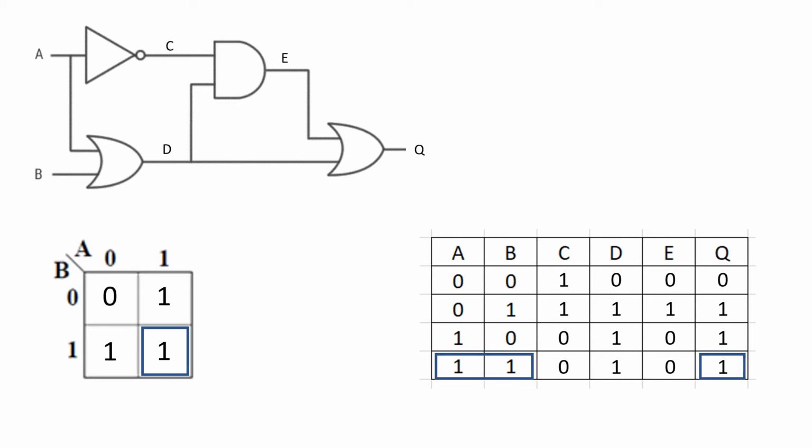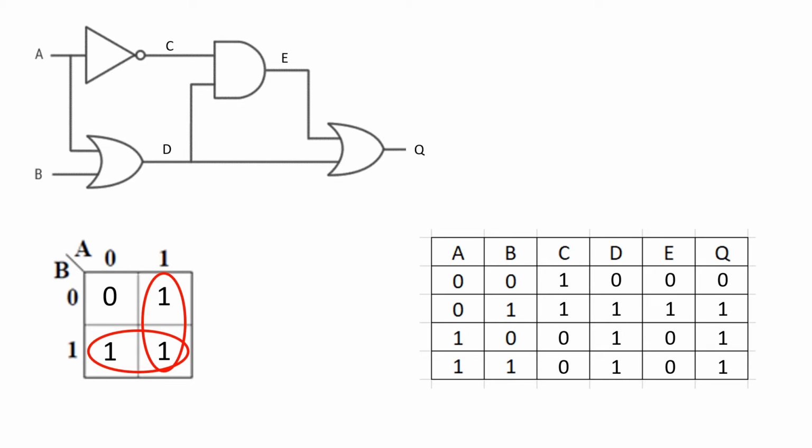Now we want the biggest group possible. We can't do a group of 4 because that would involve a 0. We don't really want to use single 1s because we want the biggest group possible, so we're going to have to do groups of 2. So we can have 2 groups of 2. And as you can see, yes, they can overlap, that's absolutely fine.